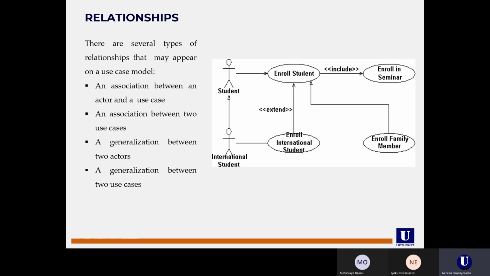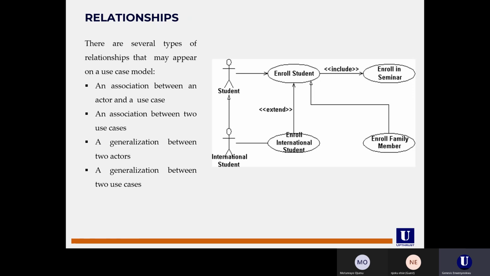But if there is an include relationship, it means that when use case A occurs, use case B will occur, and we can't go to use case C if we have not done use case B, or if you have not satisfied use case B. As I mentioned, when you create an account, you need to verify your email. Otherwise, your account creation has not been completed.